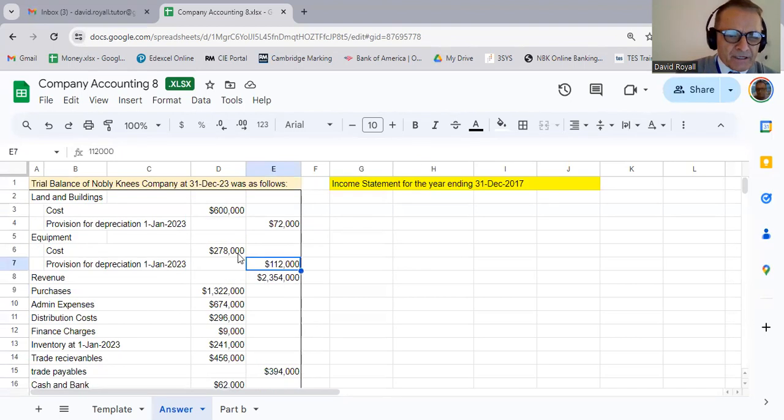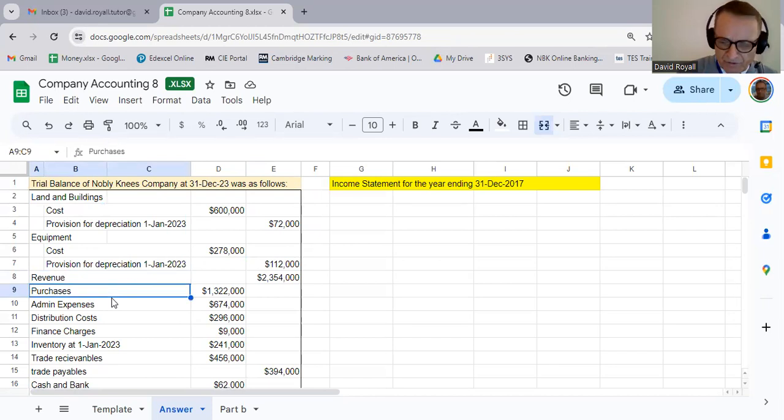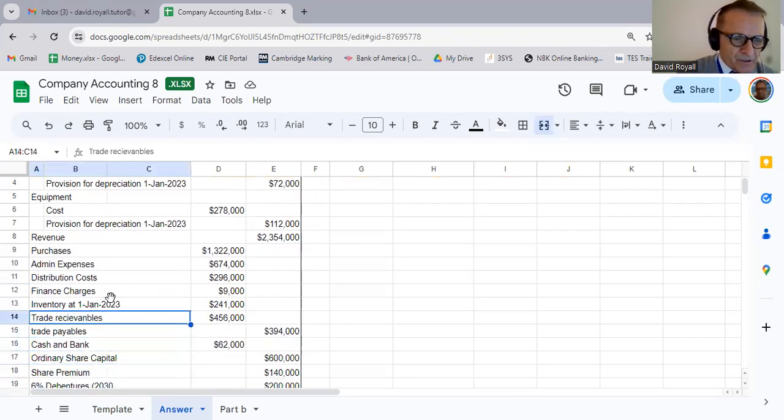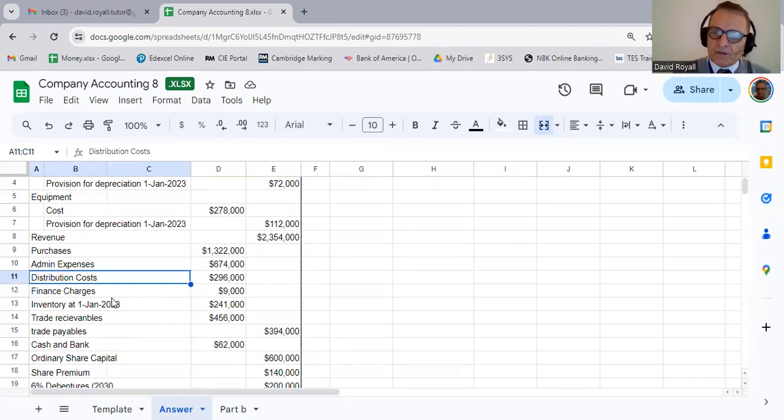Okay, well, what we've got here is a trial balance, normally. We've got some fixed assets here, cost less provision for depreciation. Hopefully you know how to depreciate assets and what it means when it appears in this form. We've got some revenue, some purchases, and going down, some costs. In company accounts, expenses are normally categorized into admin, distribution, and finance. So we need to make sure we put the right figures into the right headings.